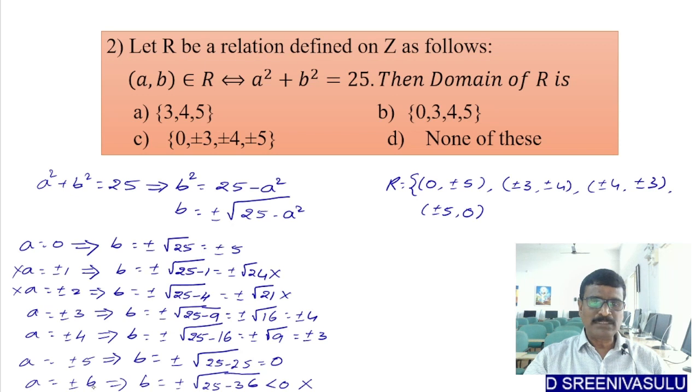Then a is equal to plus or minus 6, b is a negative number. It is not an integer. A root of a negative number means here under the root it is negative. Therefore, it is a complex number. Therefore, it is not an integer.